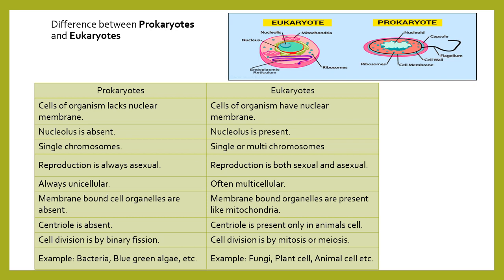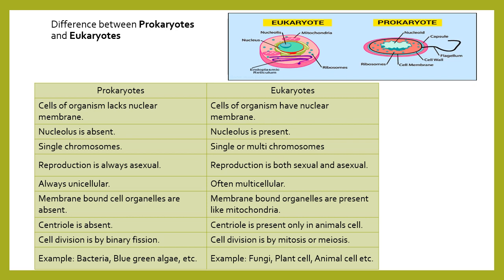What do you mean by nuclear membrane? The nucleus has a double layered covering called the nuclear membrane. The nuclear membrane has pores which allow the transfer of material from inside the nucleus to its outside, that is, to the cytoplasm. We'll see all the cell organelles in the next video.